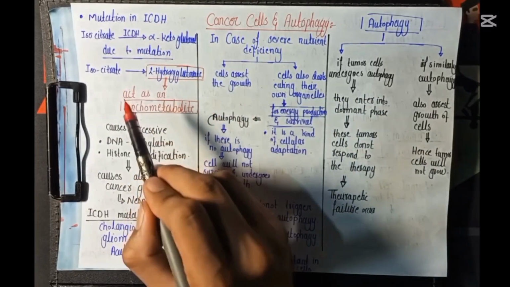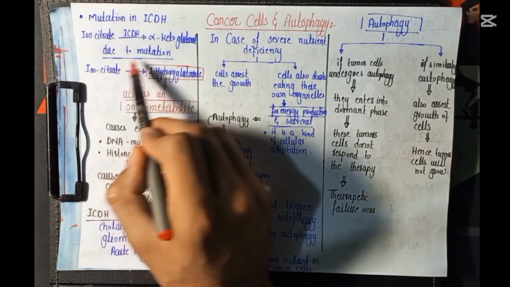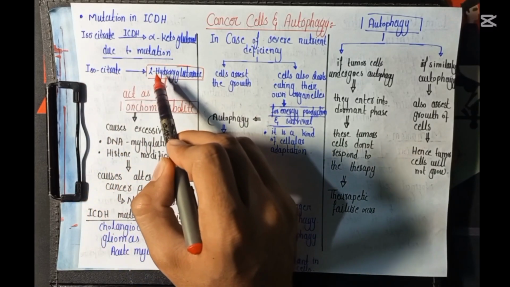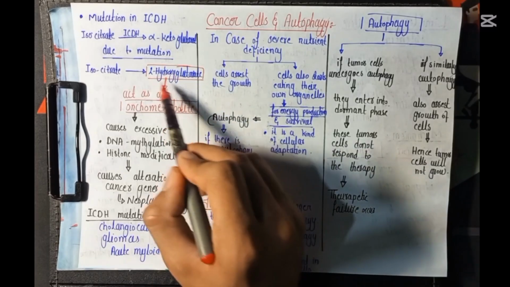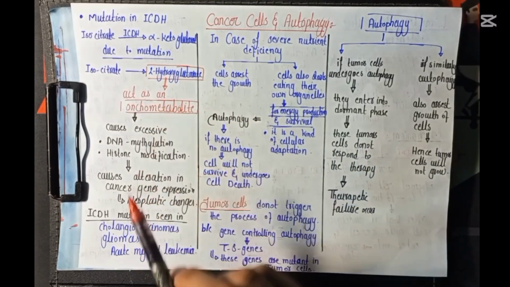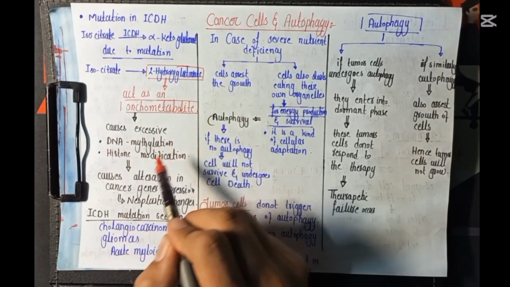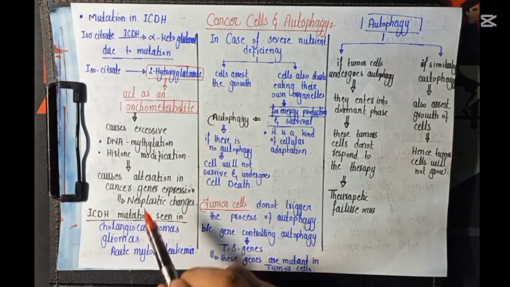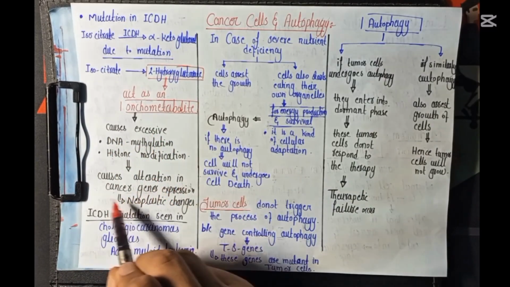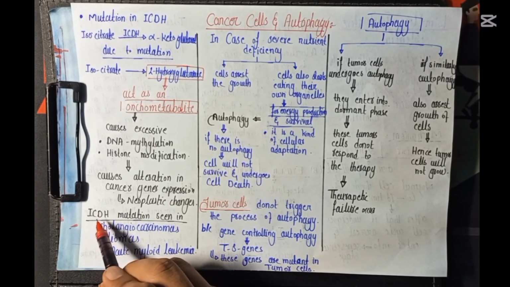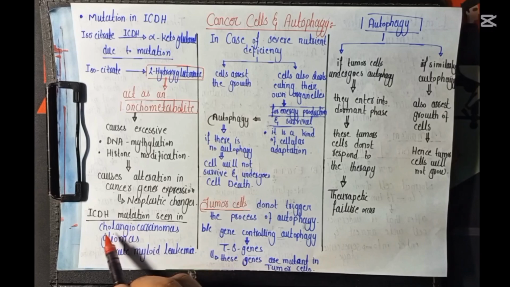But when this enzyme is mutated, the mutant form of isocitrate dehydrogenase causes a conversion of isocitrate to 2-hydroxyglutarate, and this 2-hydroxyglutarate acts as an oncometabolite. It causes excessive DNA methylation and histone modification, which leads to alteration in cancer gene expression and causes neoplastic changes. The isocitrate dehydrogenase mutation is commonly seen in cholangiocarcinomas, gliomas, and acute myeloid leukemias.